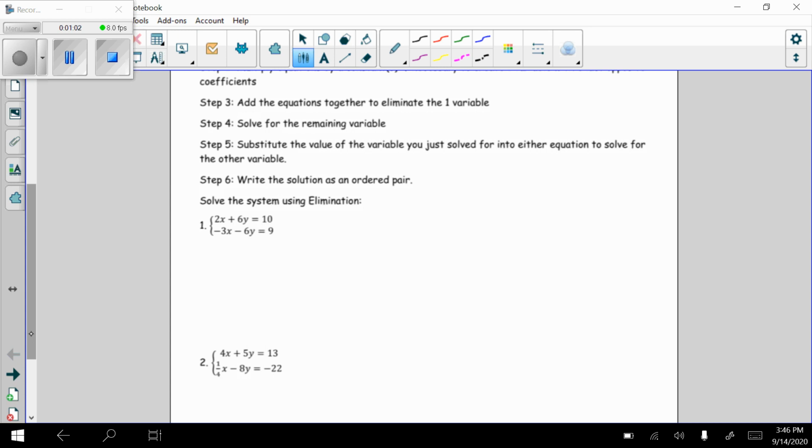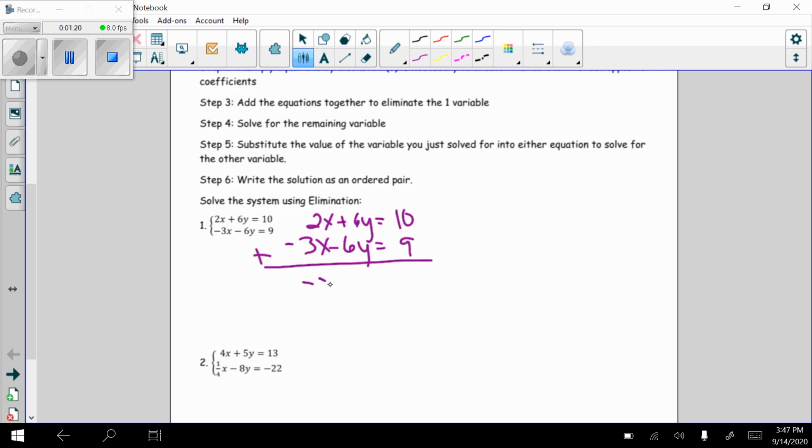I notice I have a positive 6y and a negative 6y. So this one is nice and easy. It's ready to just go ahead and add together. So 2x plus 6y equals 10, negative 3x minus 6y equals 9. I'm ready to just add these two together as they are. So 2x minus 3x gives me negative x. My y's cancel. That's what we wanted. 10 plus 9, 19. Divide by negative 1, x equals negative 19.